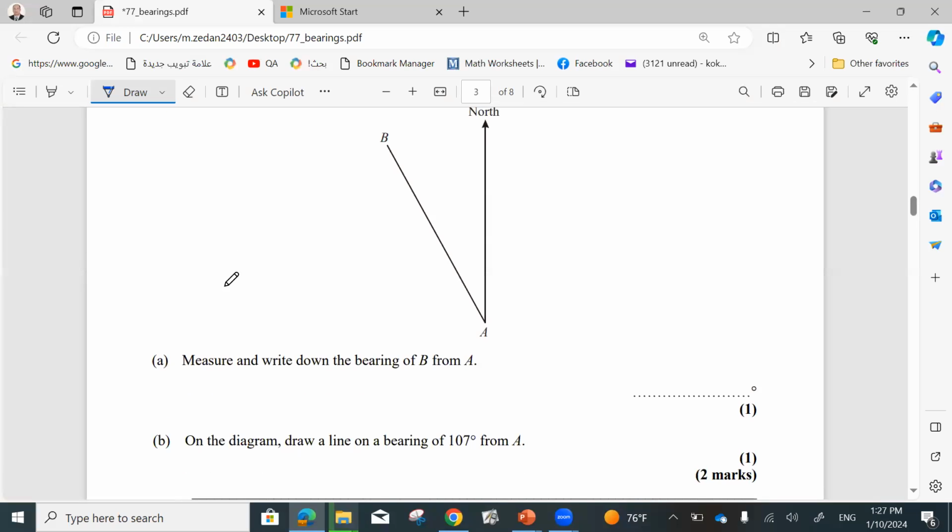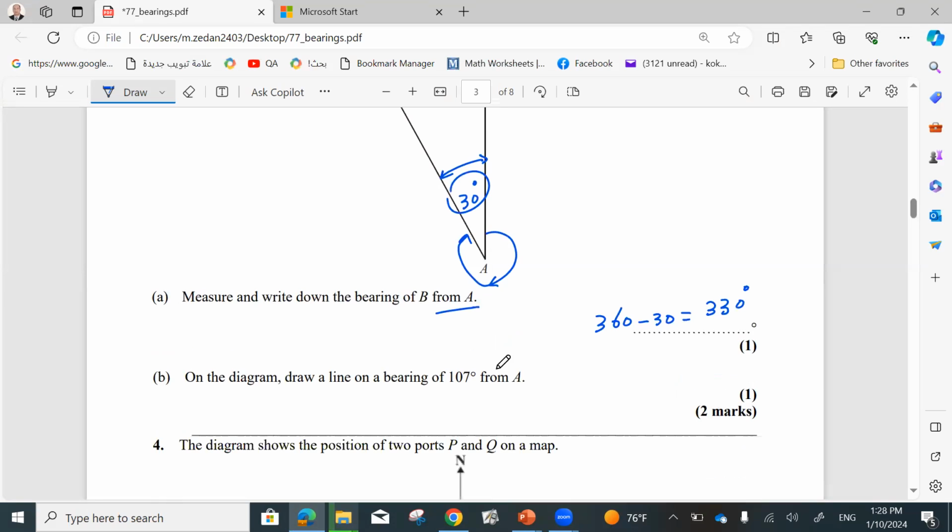Now, here, measure and write down the bearing of B from A. The angle of the bearing always exists at the point we are measuring from. From A means at A. The bearing of B from A is this big angle. You measure it with a protractor. Consider this small angle, you measure it and find it is 30. So the bearing I want to find is 360 minus 30 equals 330. This is just an example. We measure the small angle, say 30, so the bearing is 330.